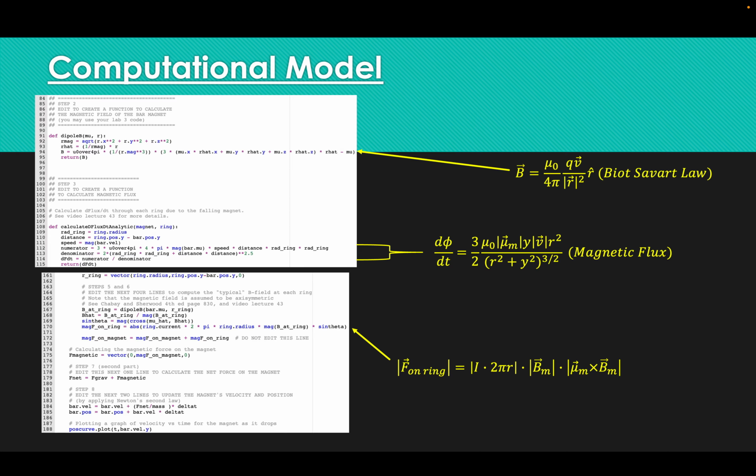So here's the computational model that was used. As we can see, the equation at the top is the Biot-Savart law being implemented into the code. Further down, the equation in the middle shows how magnetic flux was calculated in the code. And finally at the bottom, that is how the force on the ring was calculated.